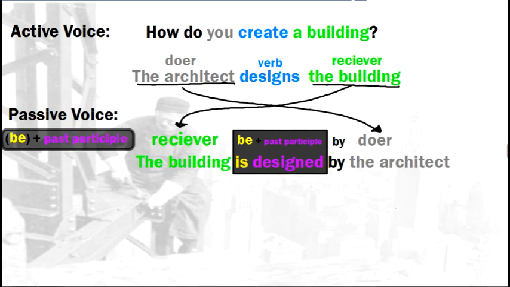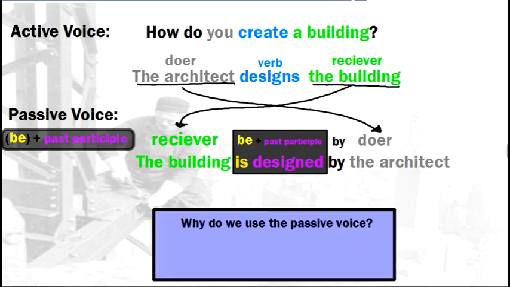Again, so I'm using the receiver first, the building, then my verb to be, is, then the past participle, designed, and then I use my preposition by to indicate who does this action. So by the architect, by the doer, okay? Now, in this context, right, I'm using my passive voice to talk about the building first. I don't necessarily need to talk about who does the action. And that's the idea of the passive voice.